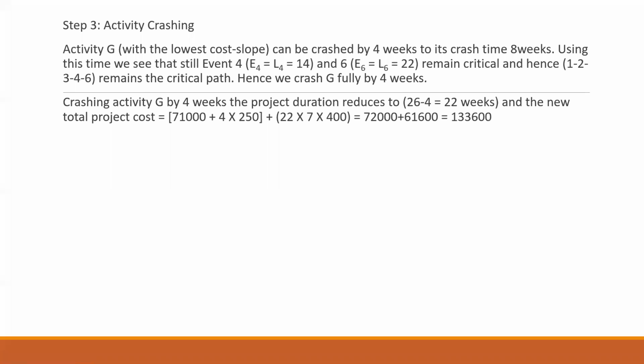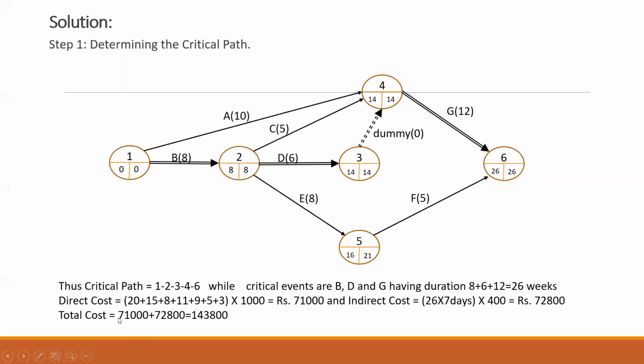Now to draw the network diagram again, okay, and calculation of the total cost has to be done again. So here we go, the calculation. If I reduce the activity G by 4 weeks, my overall duration is changing to 22 weeks. And my new total project cost is coming as, this is my previous cost which I had calculated. Okay, 71,000. If you remember, this was 71,000, which was my direct cost. Indirect cost was 72,800. Now, what is going to happen is my direct cost is going to increase and my indirect cost is going to reduce.